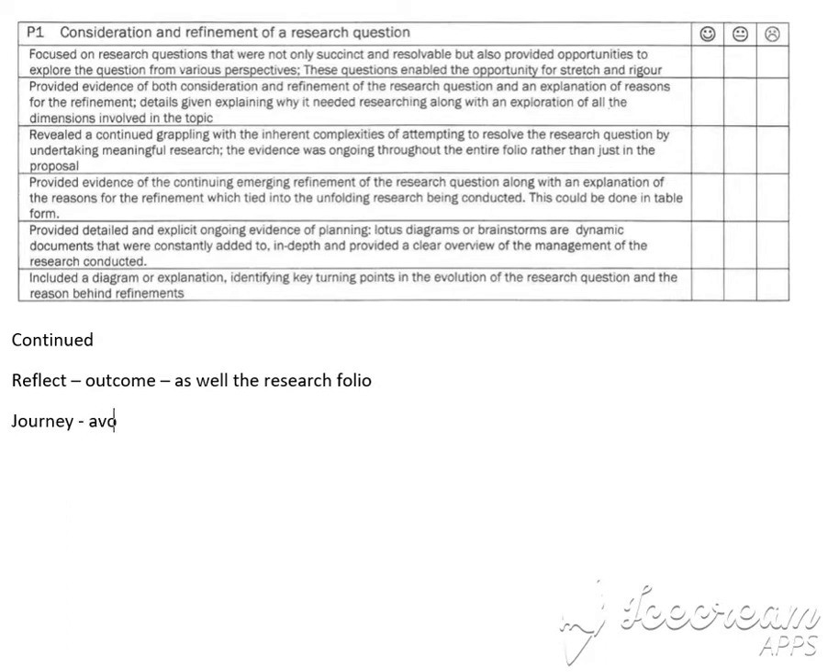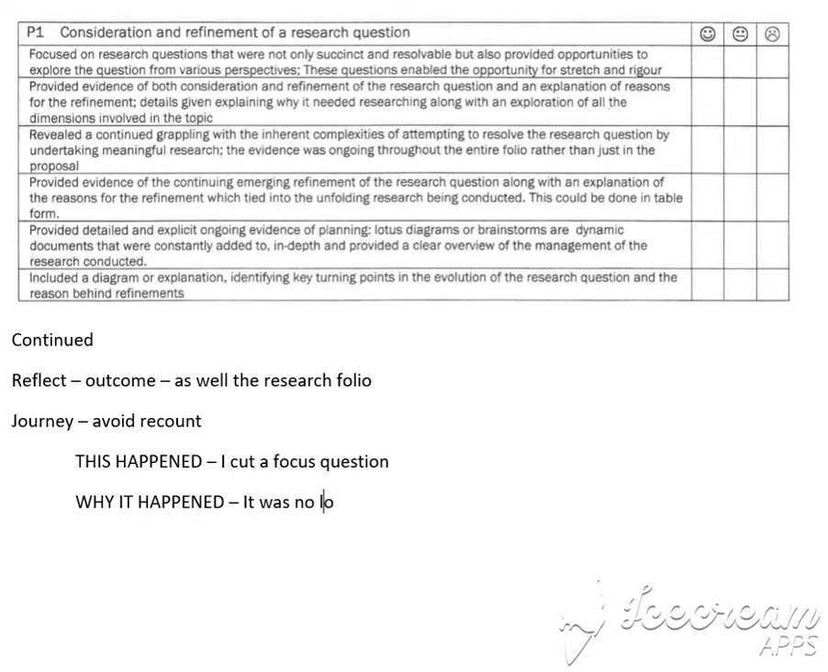And to avoid it being recount, what we need is for you to actually say, this happened, i.e., I cut a focus question, why it happened, i.e., it was no longer relevant, and then why this decision was made. So why was it no longer relevant? Maybe you found some academic research that prompted your thinking. Maybe you realized that it was a background question that didn't really need to be addressed. Maybe you discovered that the other questions were way more complicated, etc.